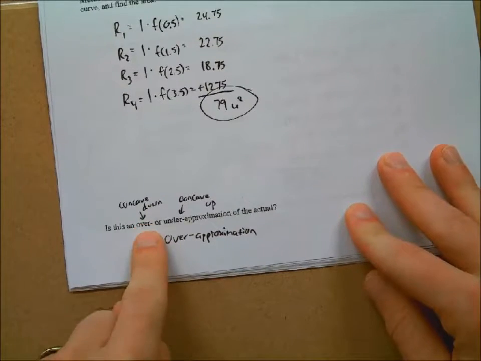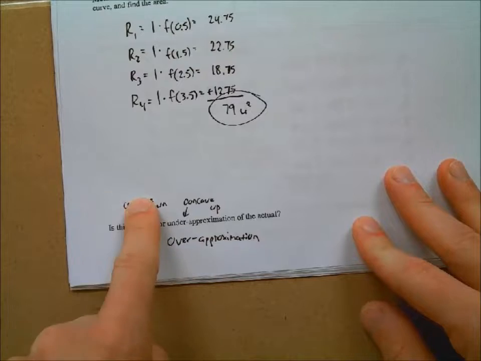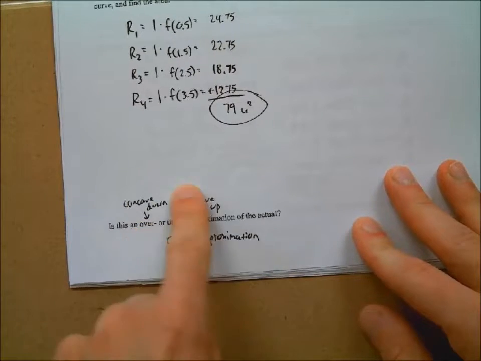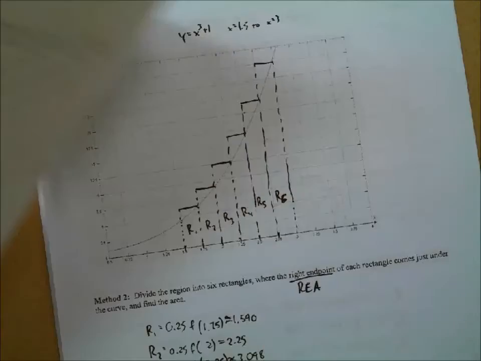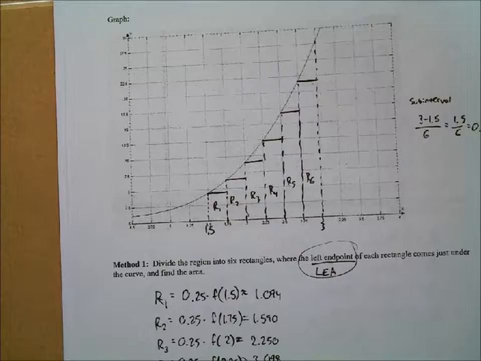Midpoint is a little bit trickier. Midpoint is an over approximation for concave down and an under approximation for concave up. And then for the trapezoidal rule, that flip-flops. So keep that in mind too. Again, we did some more practice of that, and you guys had the homework there.